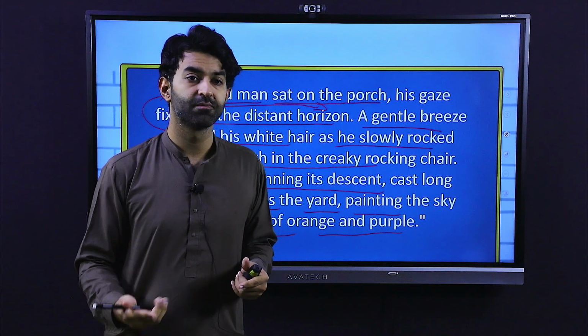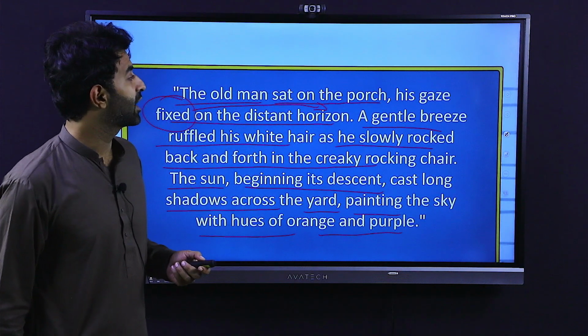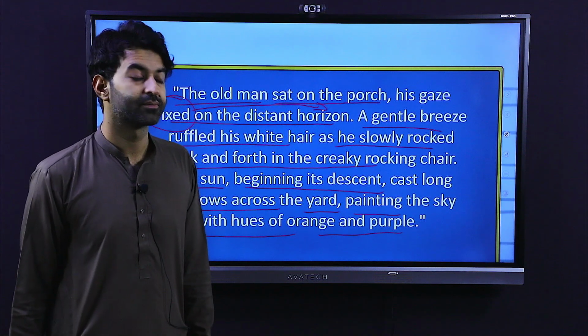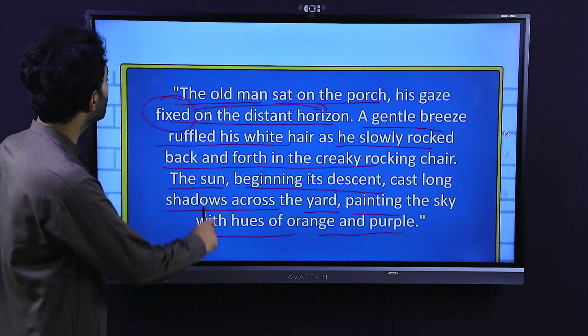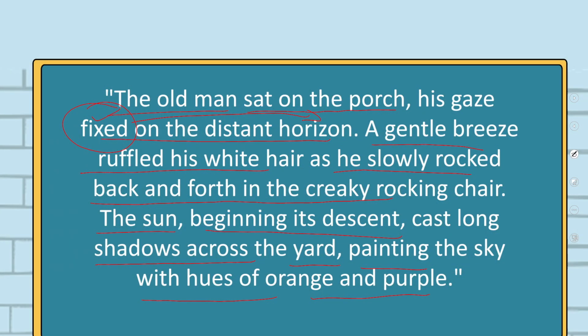Now, students, can you come up with your answer? Okay, let me tell you, the word fixed over here means he's constantly looking in one direction. He's in a deep thought. He's thinking something really deep, maybe about his life because he's old. He's reflecting over his younger days, or maybe he has some regrets or whatever. You can come up with your answer.